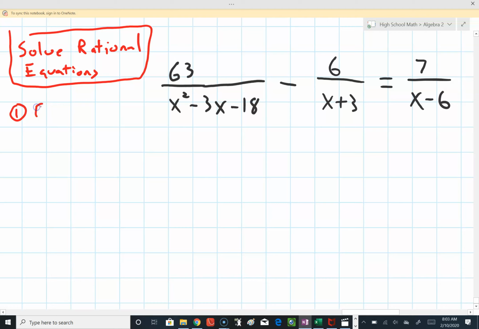Factor everything, and set the denominators to 0. So we've been seeing pretty consistently that we need to find out where the denominators are 0 because we cannot divide by 0. That breaks math.